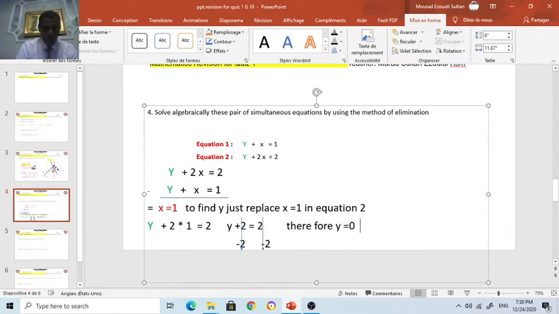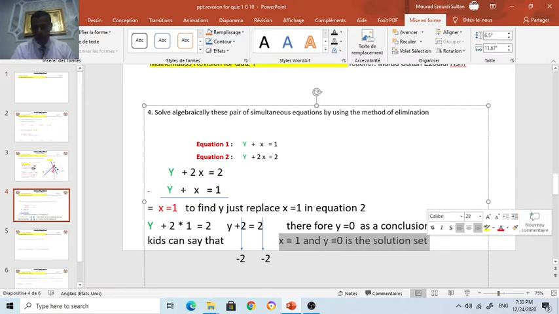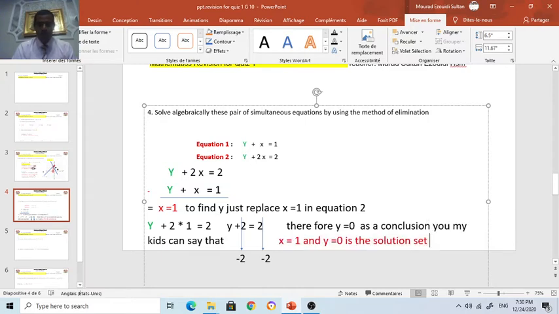As a conclusion, you my learners, you my kids, can say that x equal 1 and y equal 0 is the solution set of my simultaneous equation. This is the conclusion that should be written on your answer.